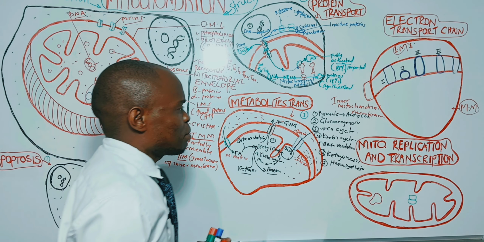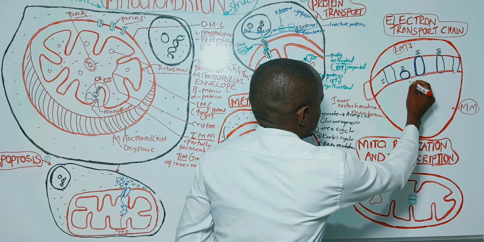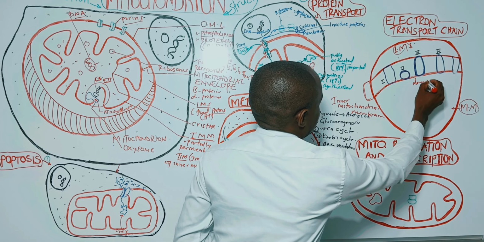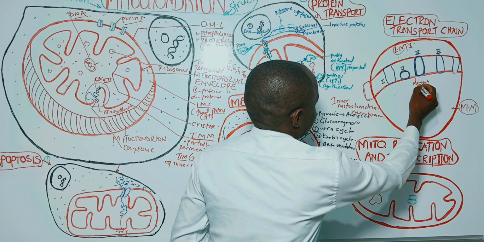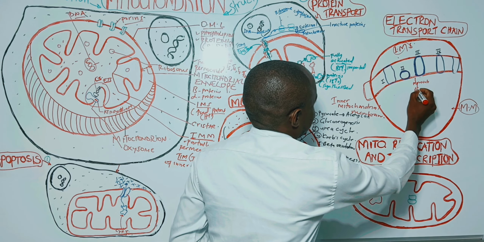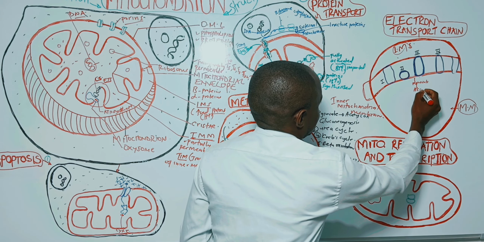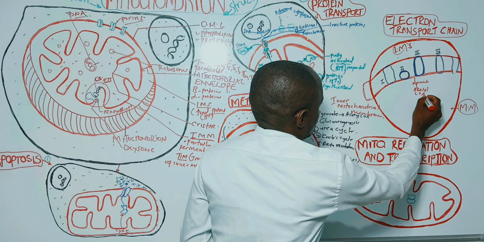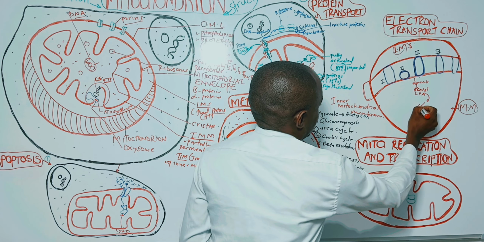Now what is going to happen? Remember that we know that during the Krebs cycle, the pyruvate is converted into acetyl coenzyme A, or acetyl CoA, and then undergoes several reactions, forming different substrates.